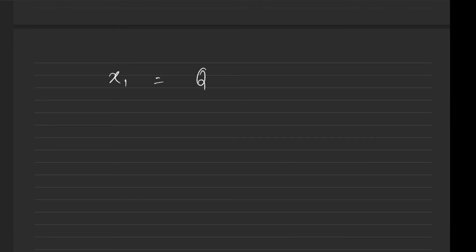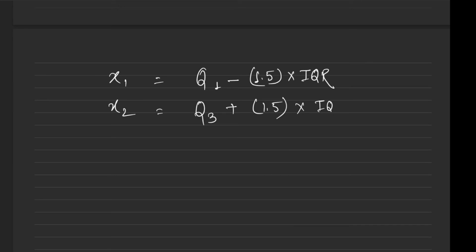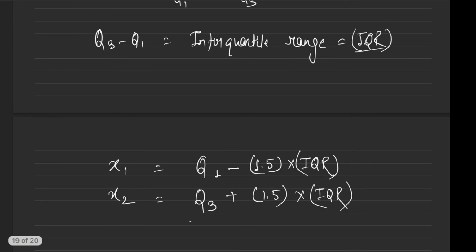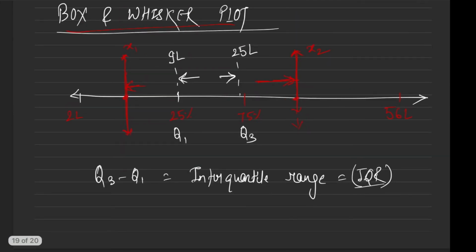Cool. So the formula for this point, let's say this is x2 and this is x1. Your x1 will be Q1 minus 1.5 times your IQR, the interquartile range. Similarly, x2 will be Q3 plus 1.5 times your IQR. IQR is nothing but the interquartile range. This is called x1 and x2.